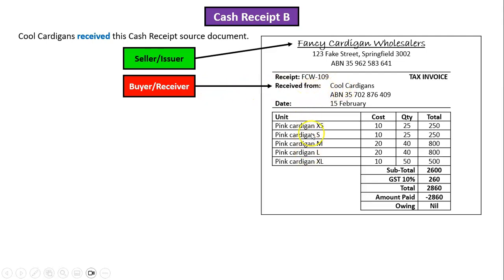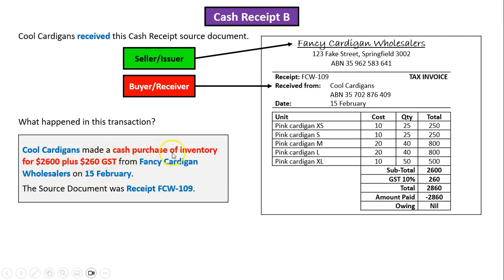And we can see we bought a whole bunch of stuff, and these are all cardigans. So if we're Cool Cardigans and we're buying from Fancy Cardigan Wholesalers and we bought a bunch of cardigans, that's probably going to be inventory. So what happened? Cool Cardigans made a cash purchase of inventory for $2,600 plus $260 GST, and we can see that here. The subtotal says $2,600, the GST says $260. That's a total of $2,860, and I know this has been paid because I can see it says here amount paid negative $260, and the total owing is nil. And the source document here is receipt FCW 109.